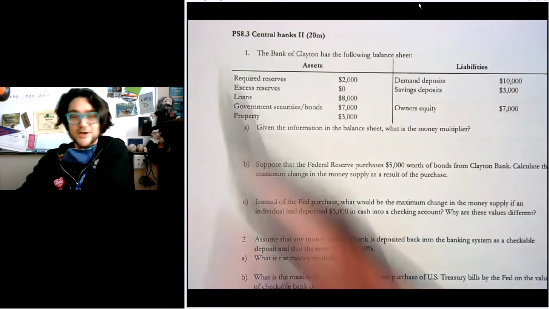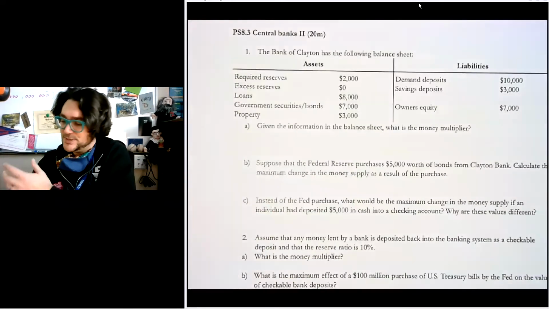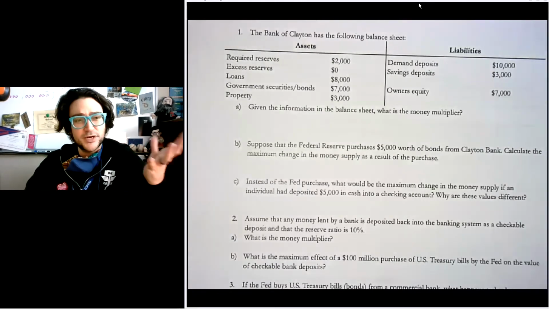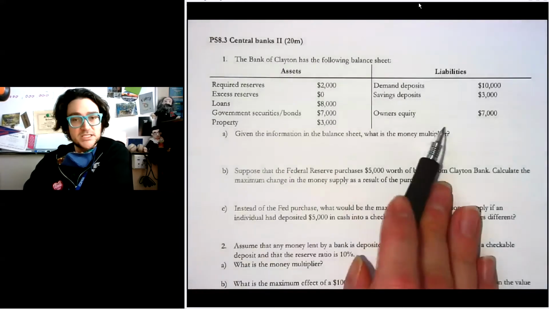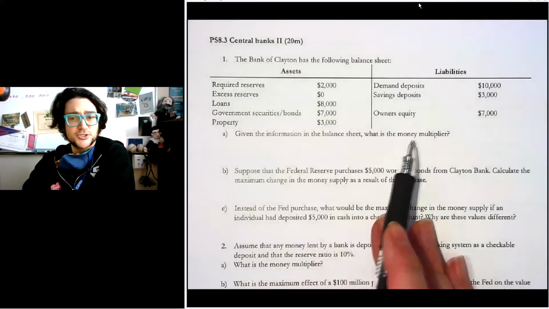So, oh hi there. PS 8.3 Central Banks number 2. This is the second practice problem. It's another balance sheet and then some really good multiple choice problems that we don't usually do enough of in this class. This is the same balance sheet that we saw before. It says, given the information in the balance sheet, what's the money multiplier?